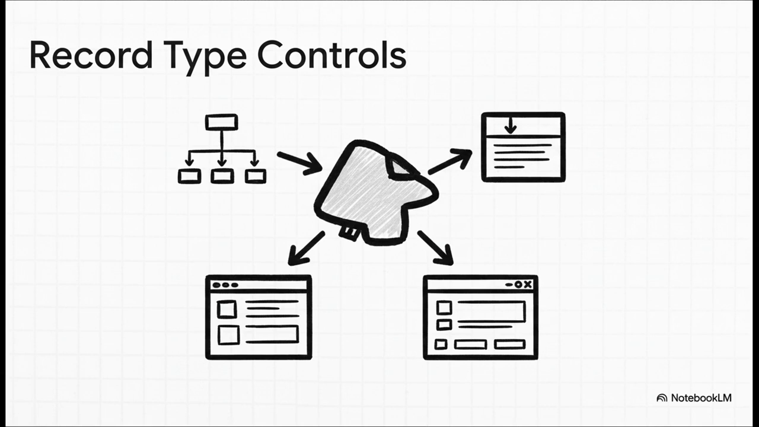It's the master controller for 3 huge things. It defines the business process, it decides which options show up in your drop-down menus, and it controls the entire page layout. All 3 of those are bundled into one record type.